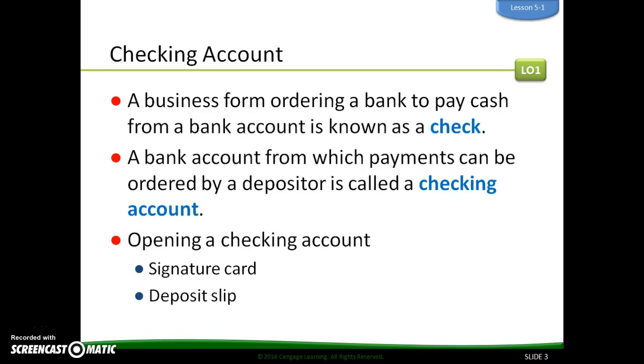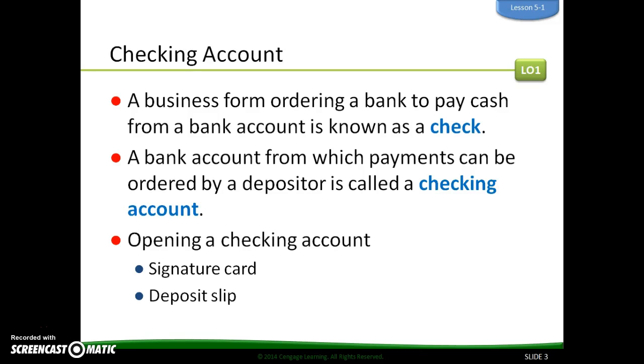Now, for most businesses, pretty much all transactions dealing with money are going to be done using a checking account. The business form that orders a bank to pay cash from their bank account is known as a check. And anytime a business opens an account where they can put money in and request payment out of that account, that's called a checking account.